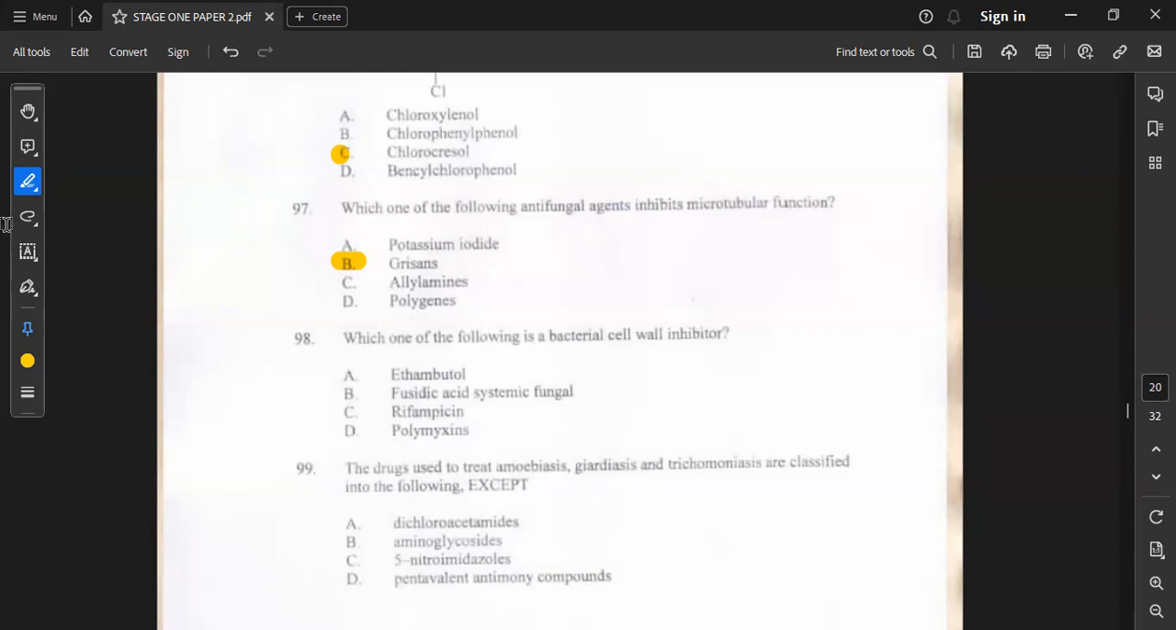Griseofulvin is a class of heterocyclic benzofuran. It's obtained from Penicillium griseofulvum. The mechanism of action is it accumulates in newly synthesized keratin-containing tissue, causing disruption of the mitotic spindle. They inhibit fungal mitosis.